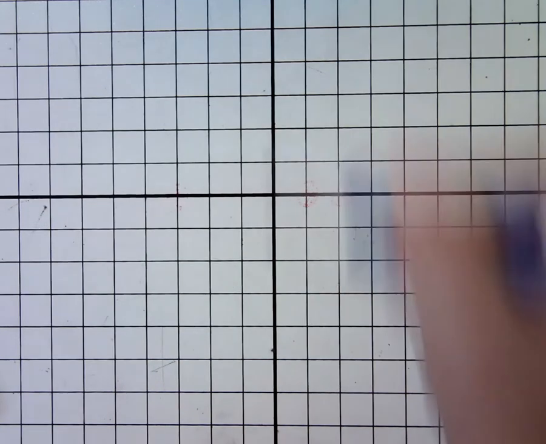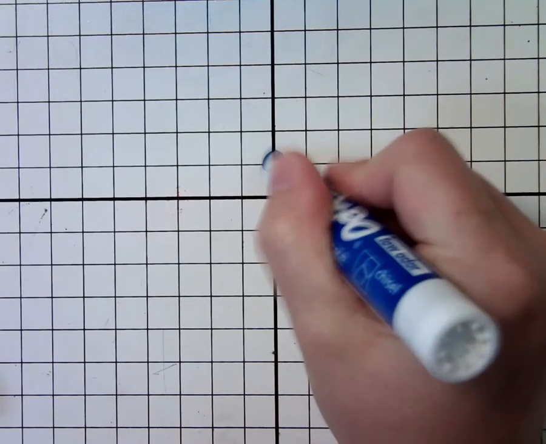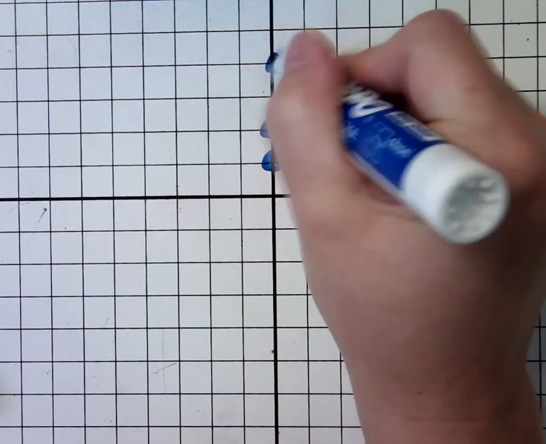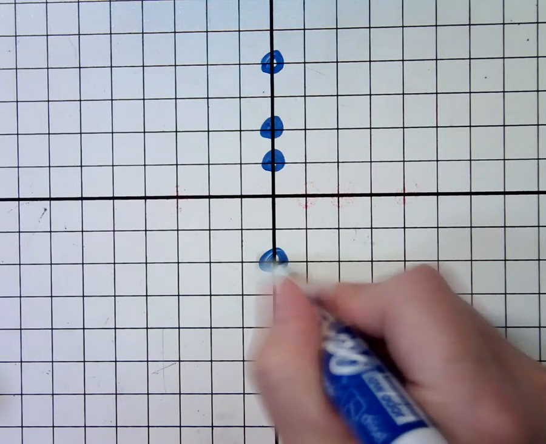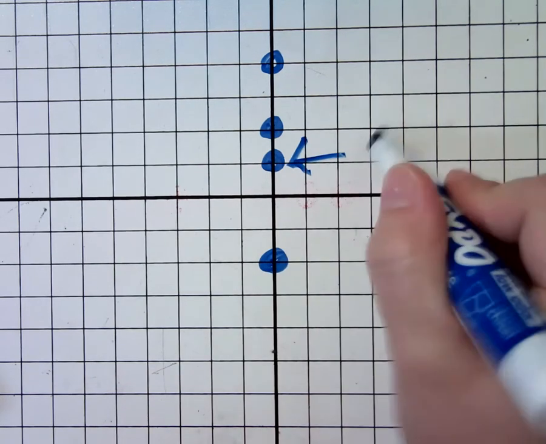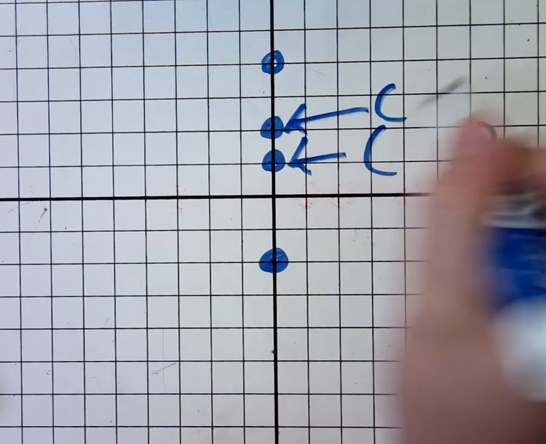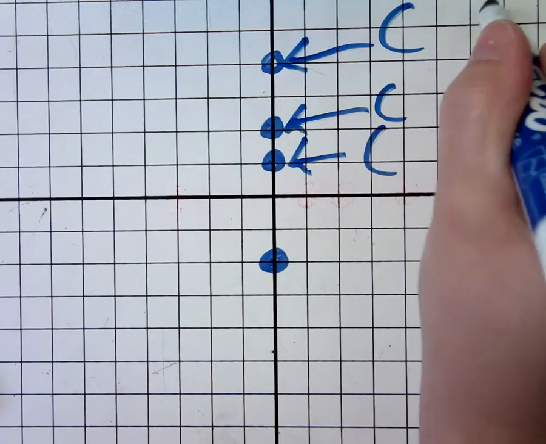Okay, just grabbing a coordinate plane here. Which one is the y-axis? It's the one that's vertical. So I'm just going to plot a few random points. It doesn't really matter which ones I plot. Okay, and I'm going to write down their ordered pairs. So you don't need to write this down. I just want you to watch.